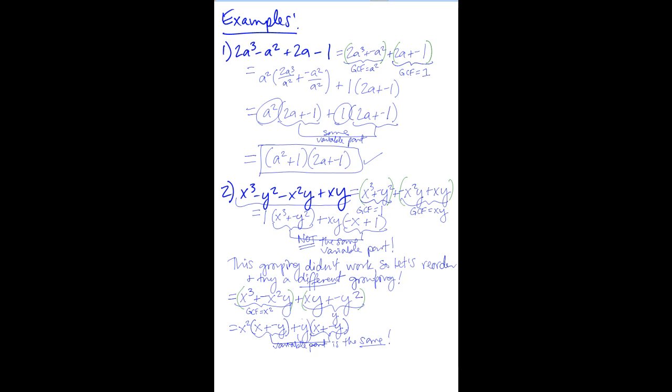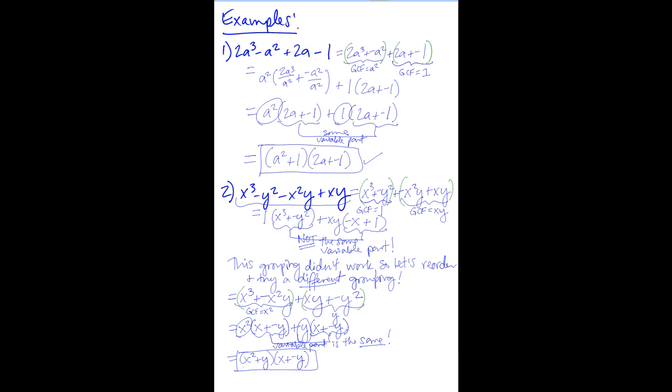Now I can simply add these two coefficients. So I can say x squared plus y times the variable part, which is x plus negative y. And again, I have managed to factor it. Notice the only difference in this second example is that the first grouping I tried didn't work.